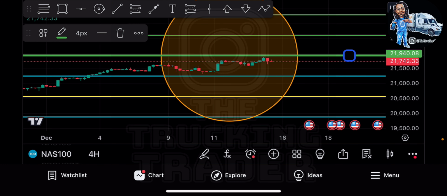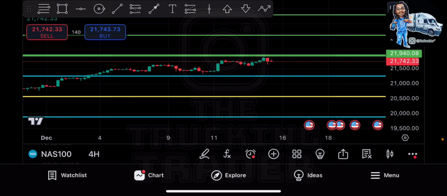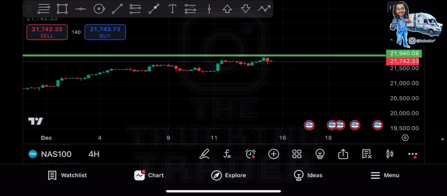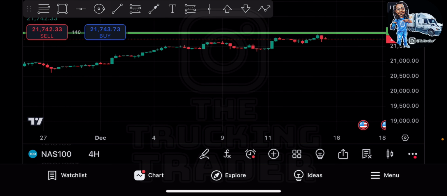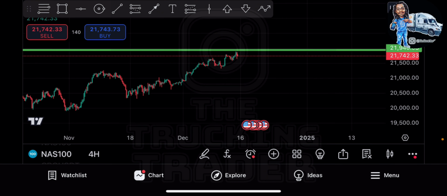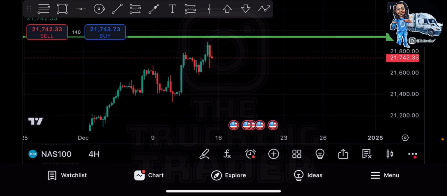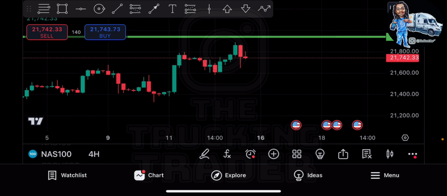All right, so we're going to put a green line on there. I'm going to delete this little circle and this Fibonacci tool. So now we are on the 4-hour time frame. As I said in previous videos as well, I like to start on the daily time frame and then work my way down.